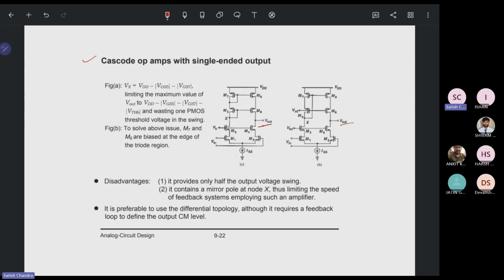And in figure P, to solve our issue, M7 and M8 are biased at the edge of the triode region. What are the disadvantages of doing this? It provides only half of the output voltage swing. And the second is what? It contains a mirror pole at node X, thus limiting the speed of the feedback system employing such an amplifier.